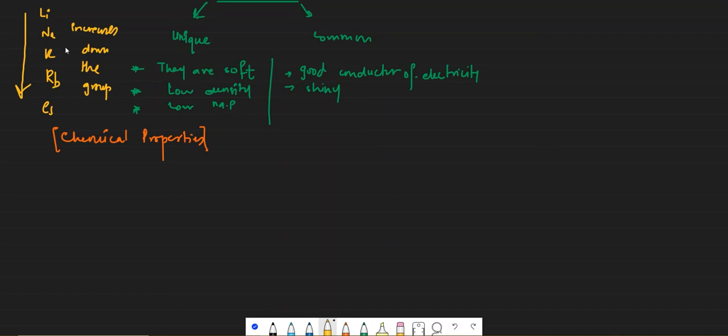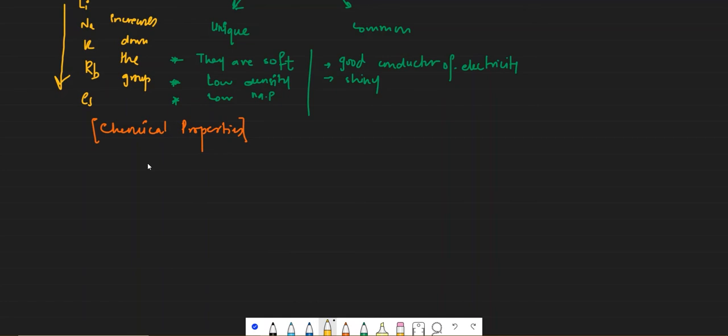Okay, so let's talk about the chemical properties, which are the reactions with water. All of them react identically with water. Lithium will react with water to form lithium hydroxide, and there will be half a mole of hydrogen formed, and sodium will react the same way.